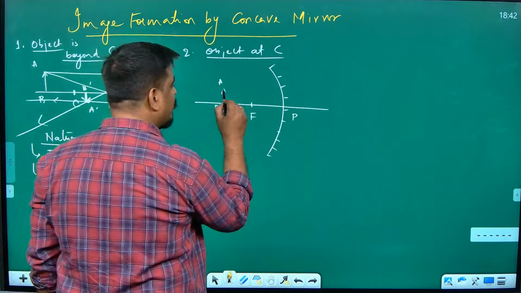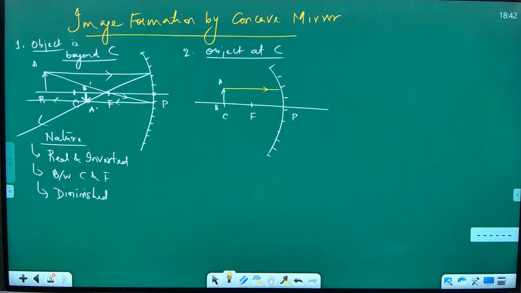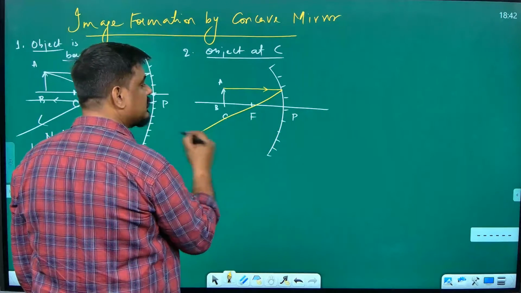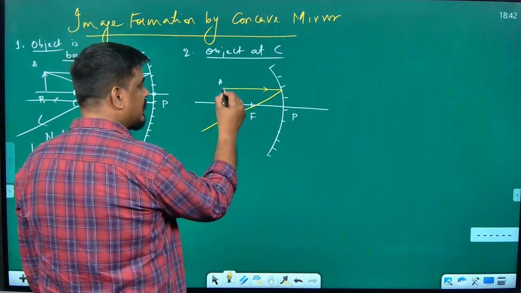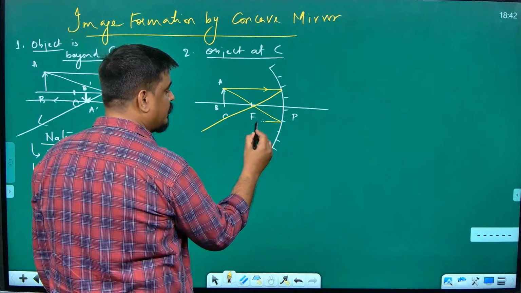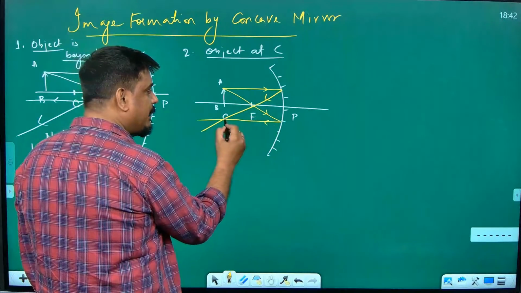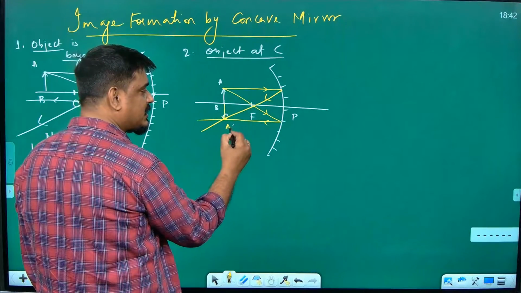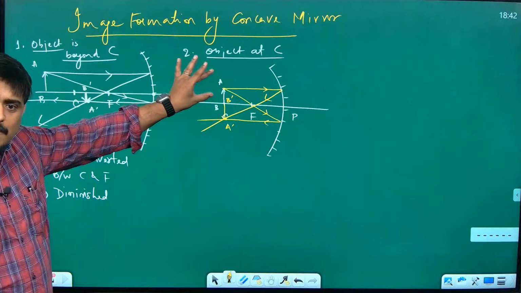Now, first ray goes parallel to principal axis. After converging, it passes through focus. And second ray goes through focus. After reflecting, what does it become? Parallel to principal axis. Now, where is the image forming? You see, image is forming at the same point C itself. A dash, B dash. What is the size of object? Same size of image.